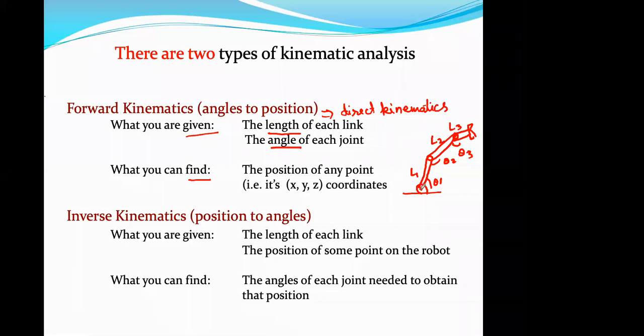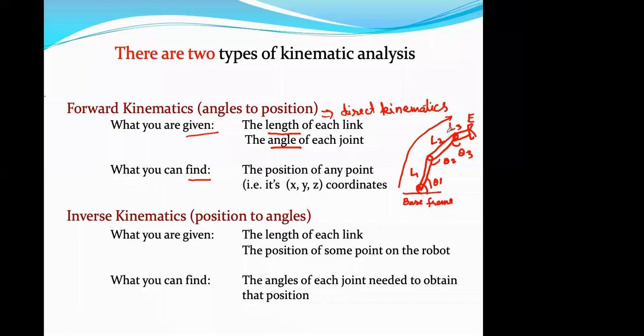What do we have to find in direct kinematics? We have to find the location of the end effector, the position of any point. Suppose this is the end effector. We have to find the position of the end effector with respect to the base frame. So this is your base frame. Finding the position from the base frame to the end effector, in the forward direction, is called direct kinematics, and it is also called forward kinematics.